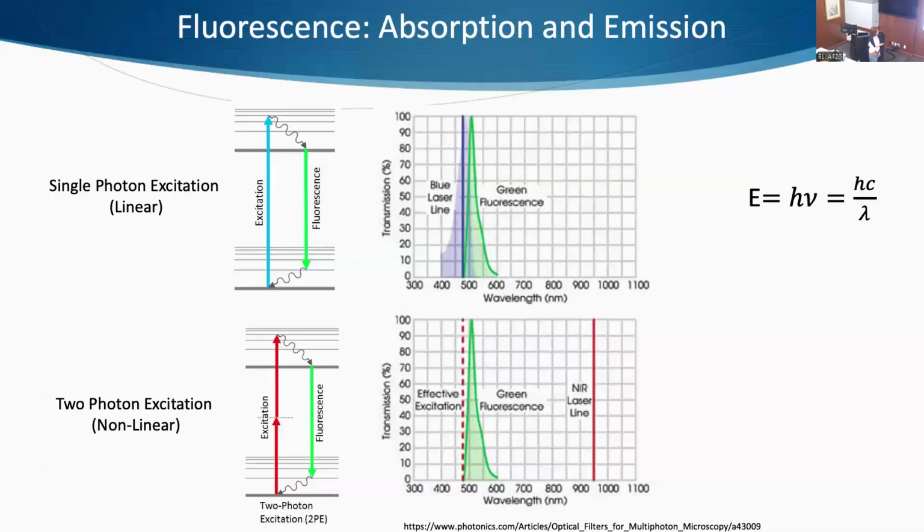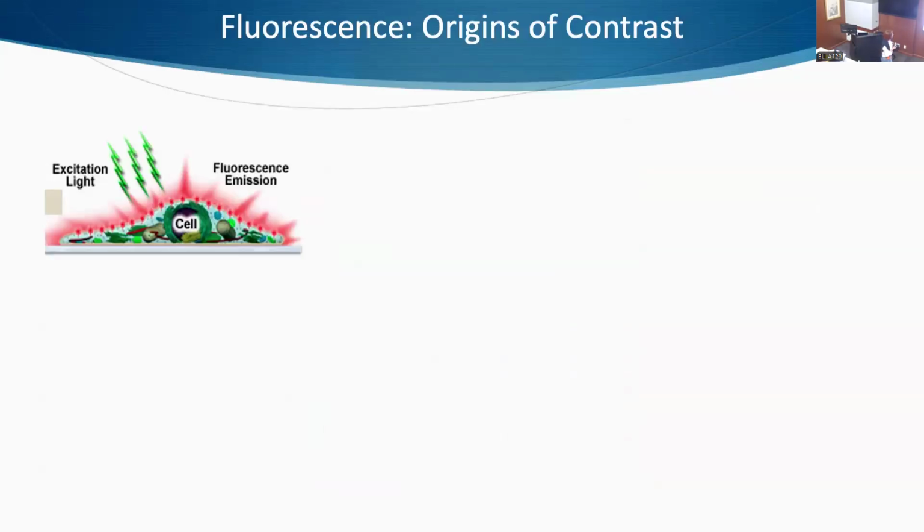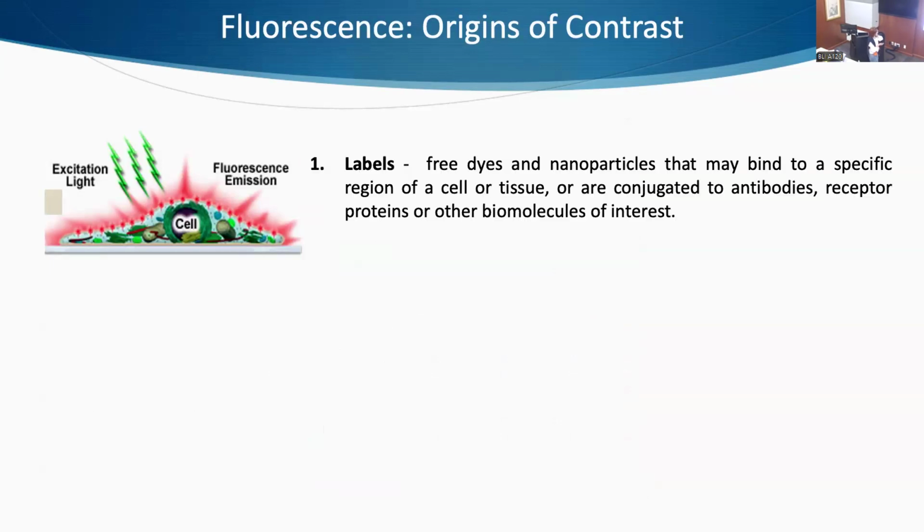Okay, so yes, I wanted to summarize the origins of contrast we have available when it comes to fluorescence. So we can use labels such as free dyes and nanoparticles that may bind to a specific region of a cell or tissue, or be conjugated to antibodies, receptor proteins, or other biomolecules of interest.